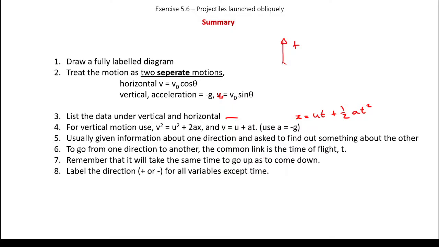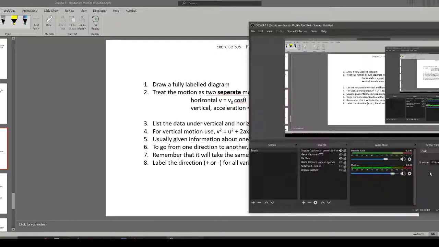Remember, it takes the same time to go up as it comes down to the same height. We can split that in half; those two halves are exactly the same. Label the direction plus or minus for all variables except time. In this case, the vertical component there would be positive, but the vertical component there would be negative. So you've got to be really careful with that. And that's it for 5.6. If you have any questions, stick them up.